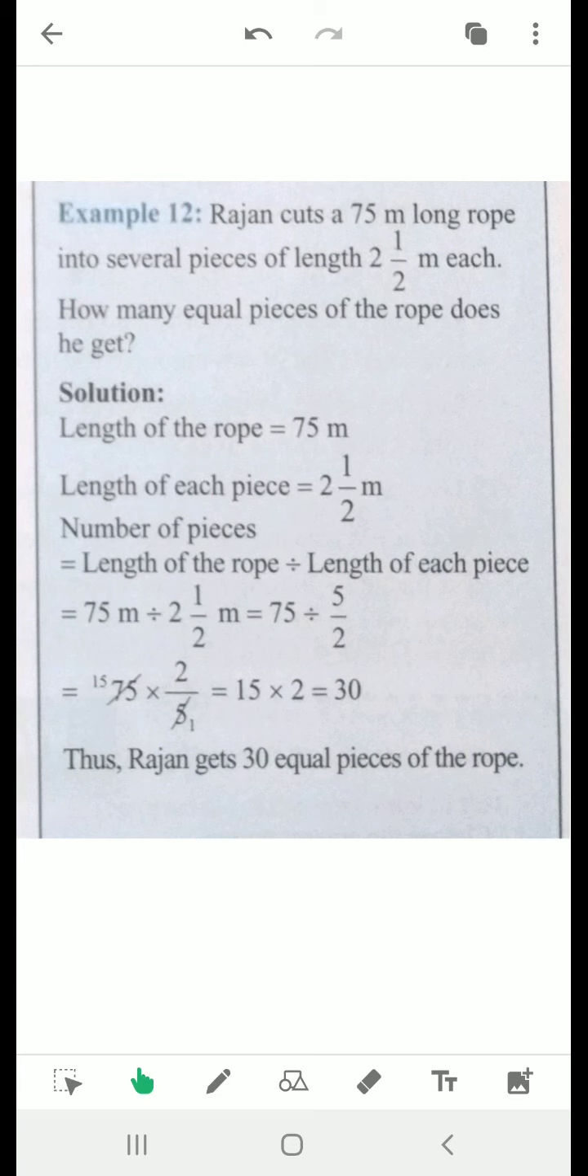Now just suppose you have 100-meter long rope. Just suppose, other question, you have 100-meter long rope and you cut that rope into 10 meters pieces. And how many pieces you will get?